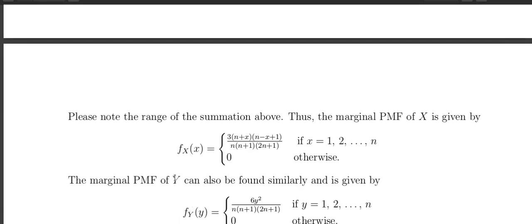Similarly, you can find out the marginal PMF of Y, and you can check this turns out to be this one. Notice that when you try to find out the marginal PMF of Y, you have to take the sum over X, and you have to be careful when you are writing the range of X on the summation. Okay, clear? So I hope that these examples are okay. Cross check this example once again.